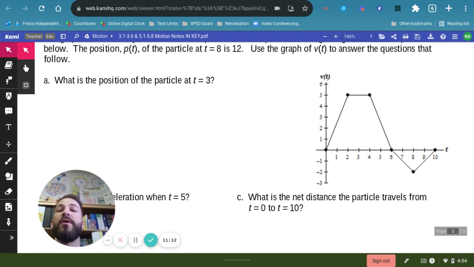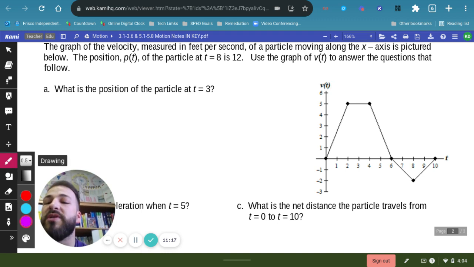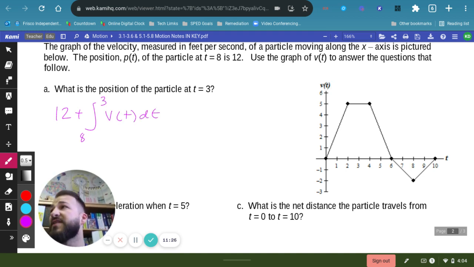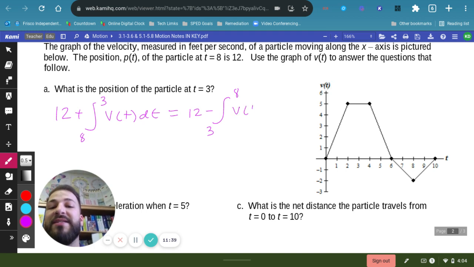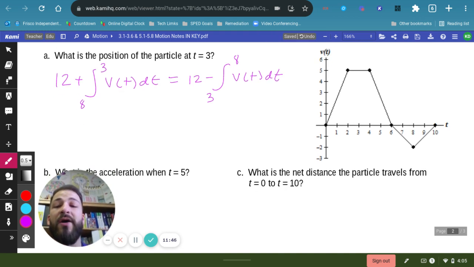We want to go to the position at 3. We know the position at 8 is 12, so we're going to start with 12. And then we are going to add that integral from 8 to 3. And then we don't have a function for V of t, so we're just going to write V of t dt, because that is representing the graph that we're about to find the area under. Now we do need to fix this a bit. This needs to become 12 minus the integral from 3 to 8 of V of t dt, so that we are going in the correct direction. And then from there, we're just going to use our geometric shapes to work this one out.